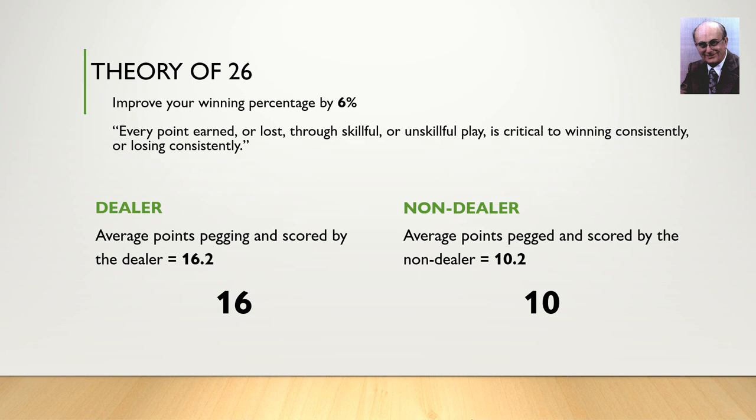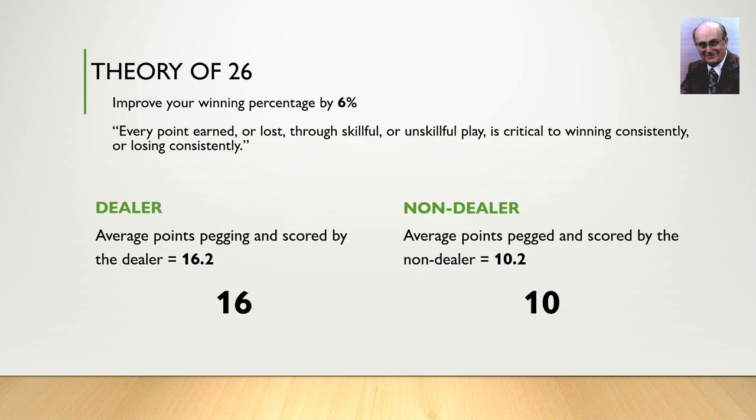Over thousands of games charted and tens of thousands of hands analyzed, Colvert found that the average number of points the dealer will score from pegging, counting their hand and their crib hand is 16.2. He also found that the average number of points the non-dealer will score from pegging and counting their hand is 10.2. We can round off both of these numbers, so 16 points for the dealer and 10 for the non-dealer. 16 plus 10 equals 26, Theory of 26.